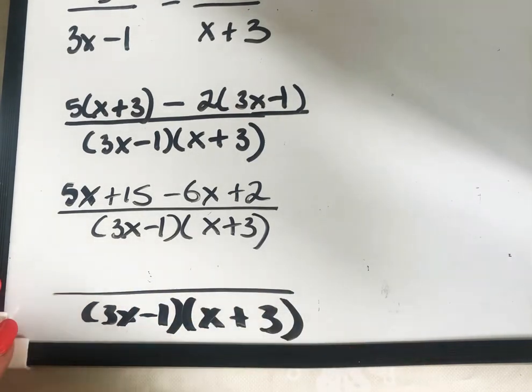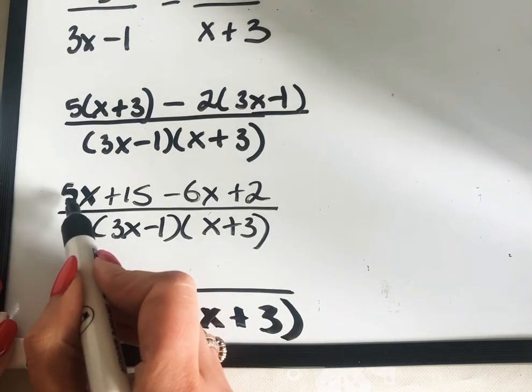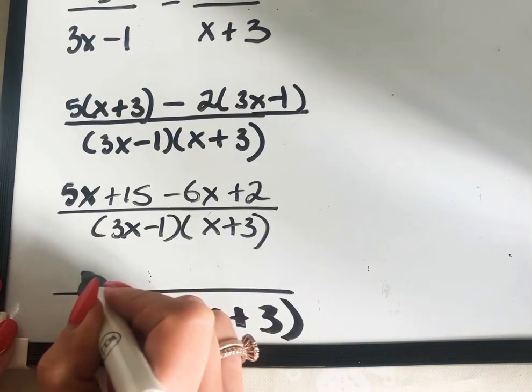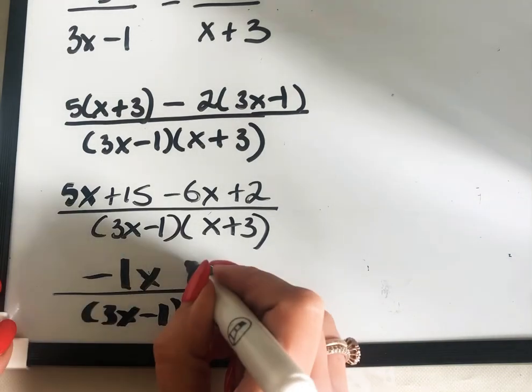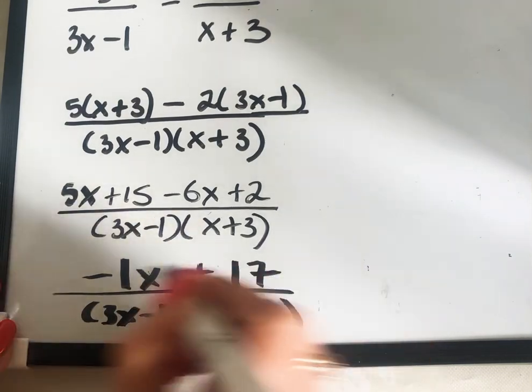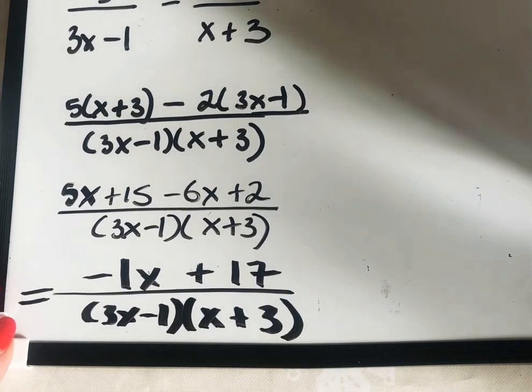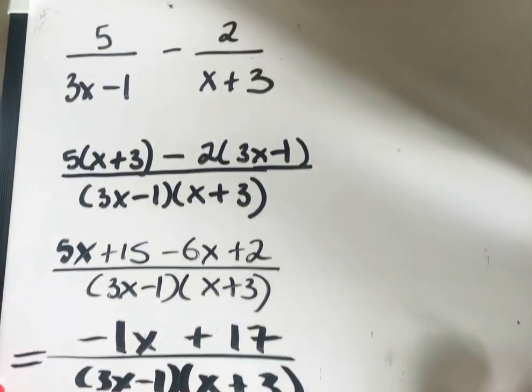And we simplify the top line. 5x take away minus 6x is minus 1x. 15 plus 2 is 17. And this is our solution, or answer to our question.